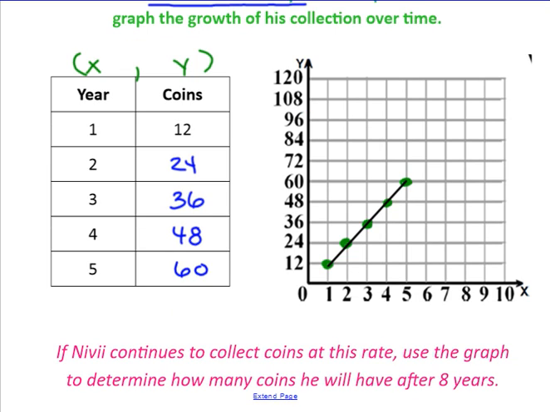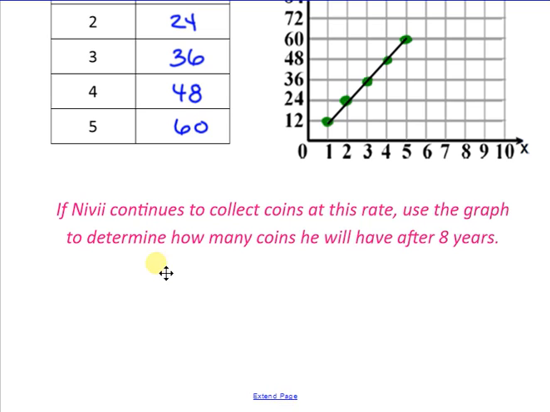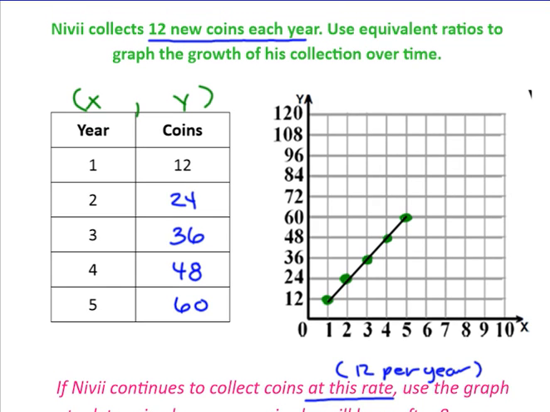But we have a follow-up question here. If Nivy continues to collect coins at this rate, so 12 per year, use the graph to determine how many coins he will have after 8 years. One of the flaws in our graph is that we don't have it labeled yet. So our x-axis here is years, and our y-axis is number of coins.